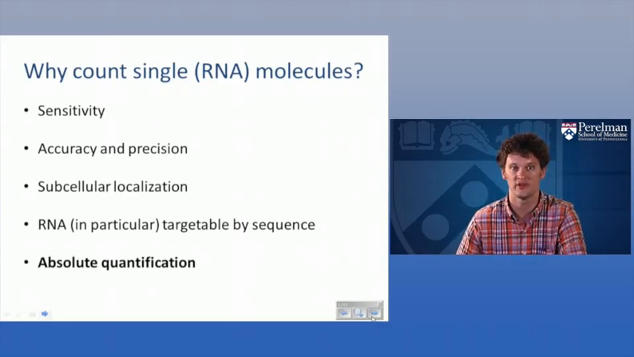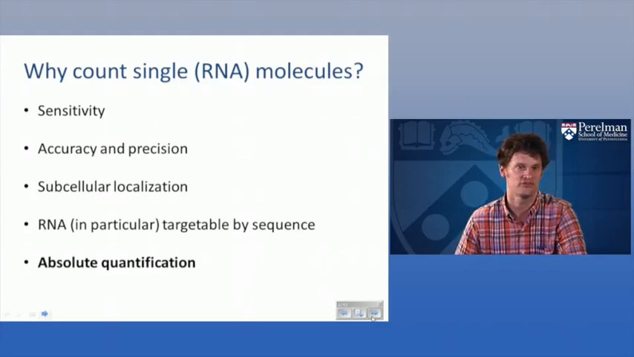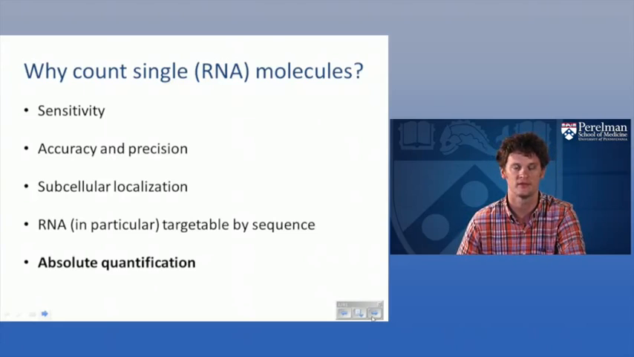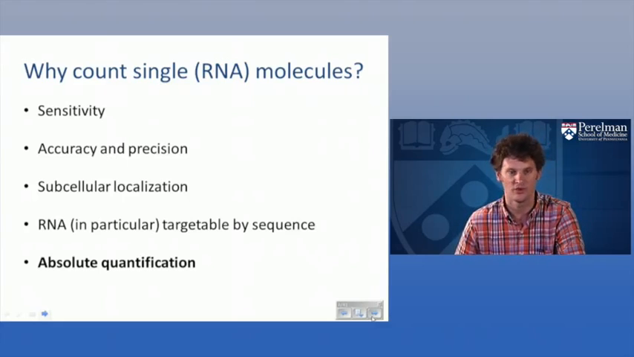Accuracy, for similar reasons. So you get really high accuracy. If you have a method that's very sensitive, you can actually count exactly the number of molecules in the cell. That's how many there are. It gives you really fascinating information about subcellular localization, as we'll see with some of the imaging-based methods in particular. RNA is an especially good substrate for this because its sequence gives you a completely generic way to target particular genes. And absolute quantification is the overall term that we'll use to describe this.